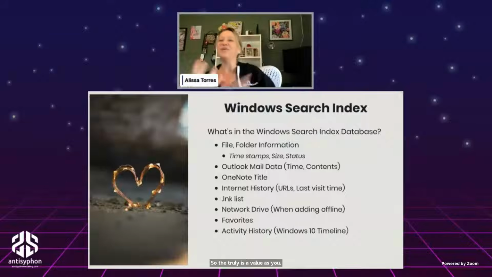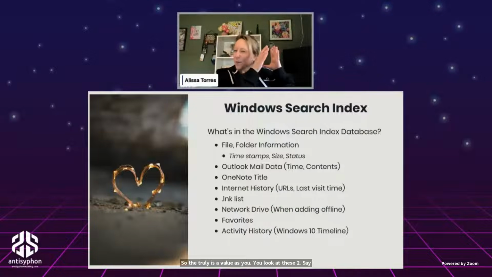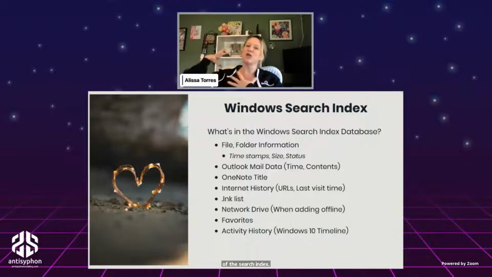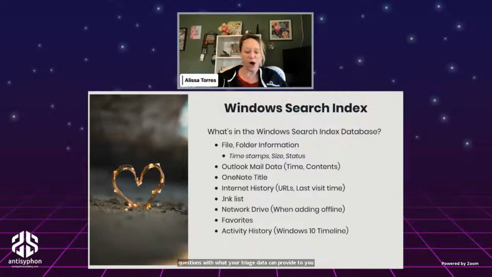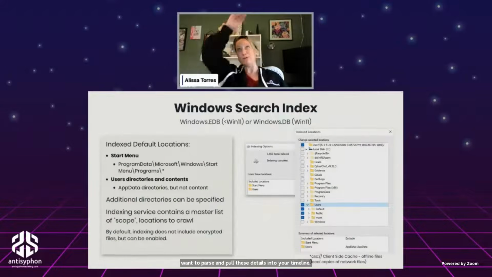Say artifacts of gold, the $MFT is pretty slimmed down when you compare it to the data that you can derive out of the search index. Of course, nothing beats having the actual files in front of you, but if you don't have the files, say that system was pulled offline and you have to answer questions with what your triage data can provide to you, then this is definitely one of the locations that you want to parse and pull these details into your timeline. So I think it will really help in the absence of being able to walk a directory structure yourself.